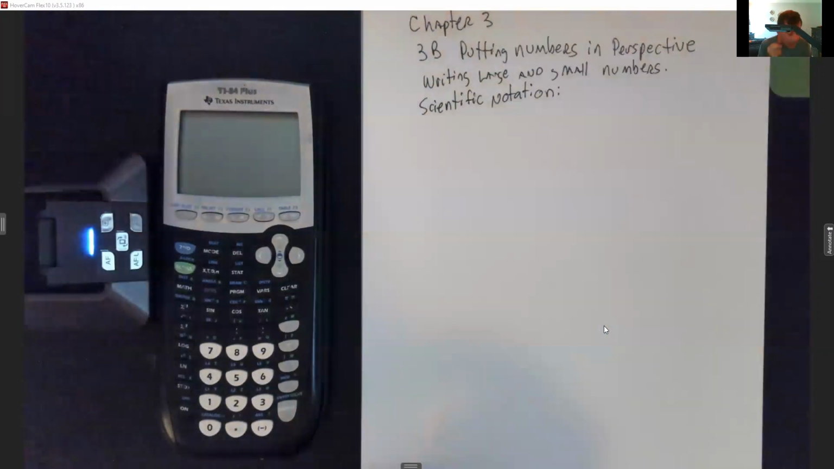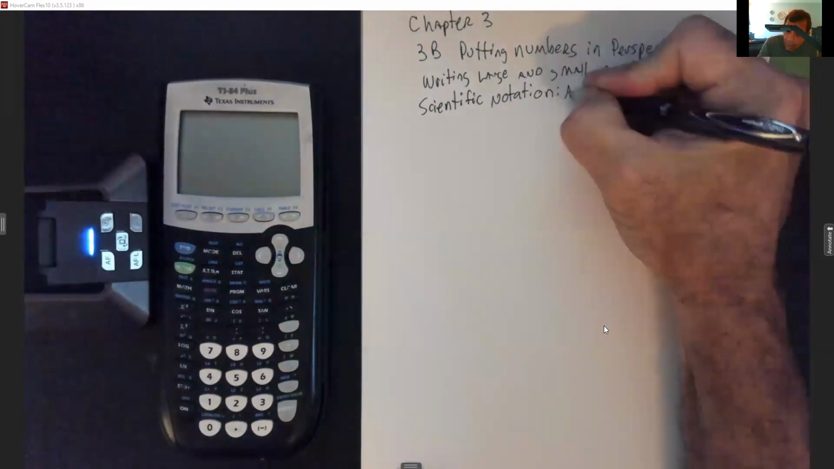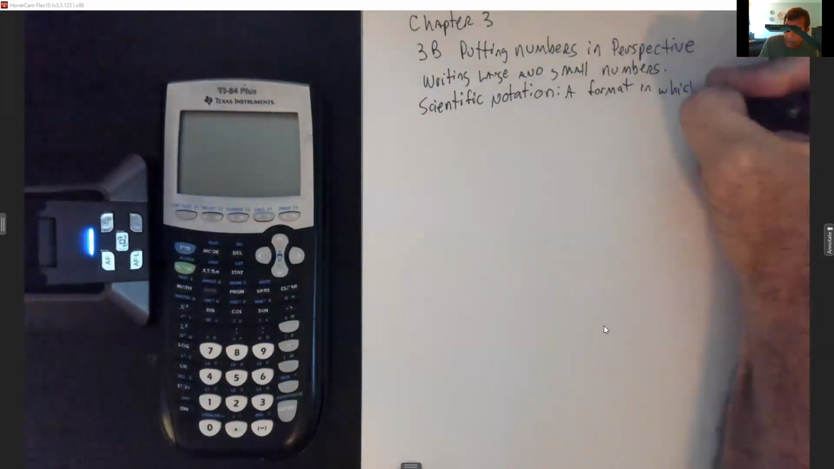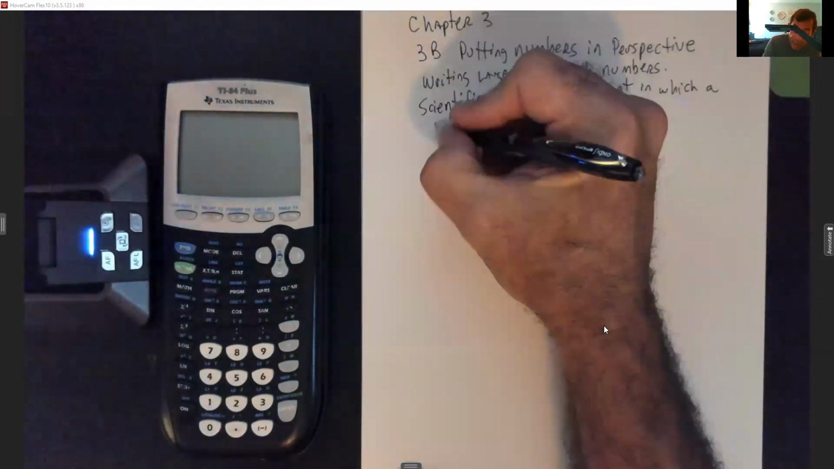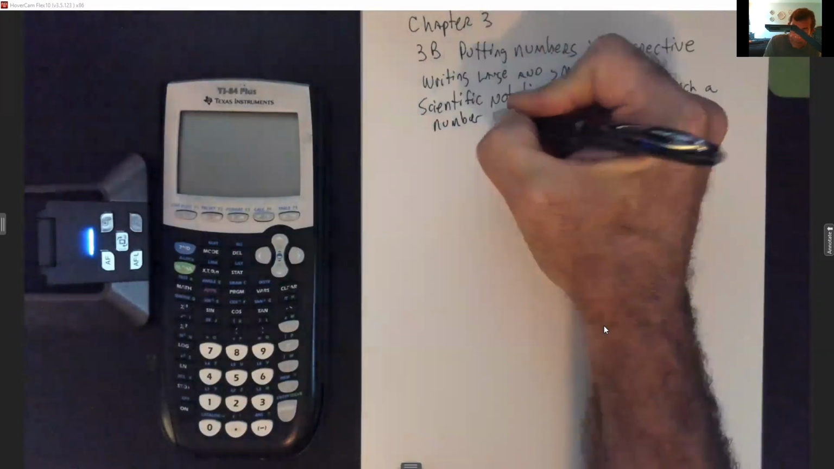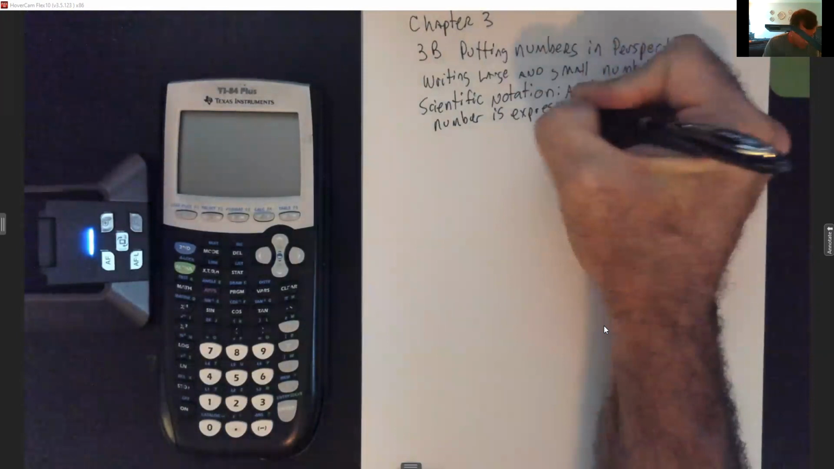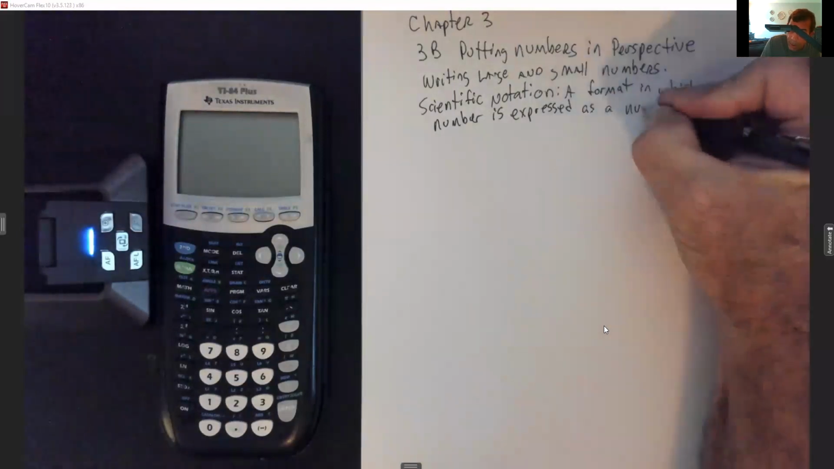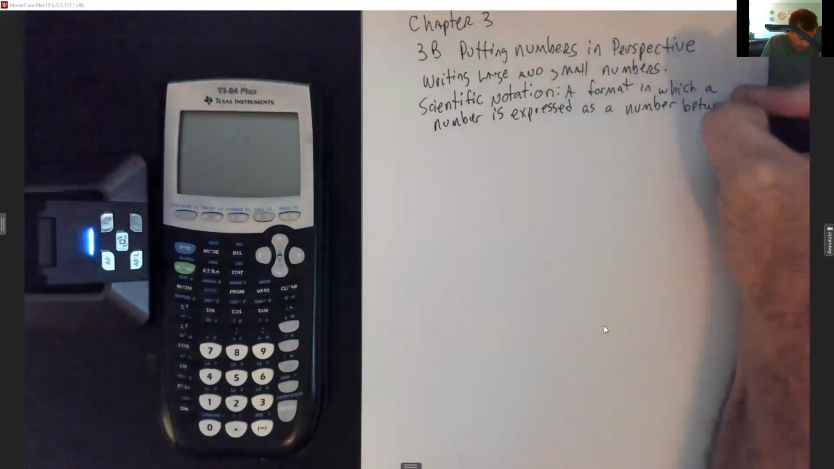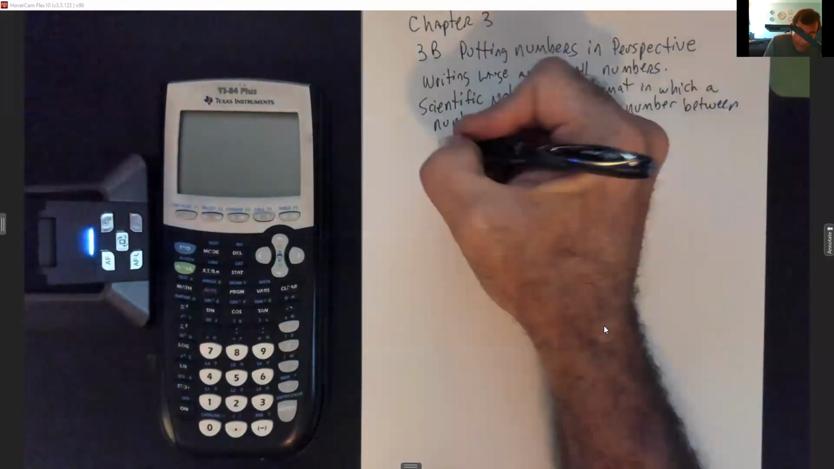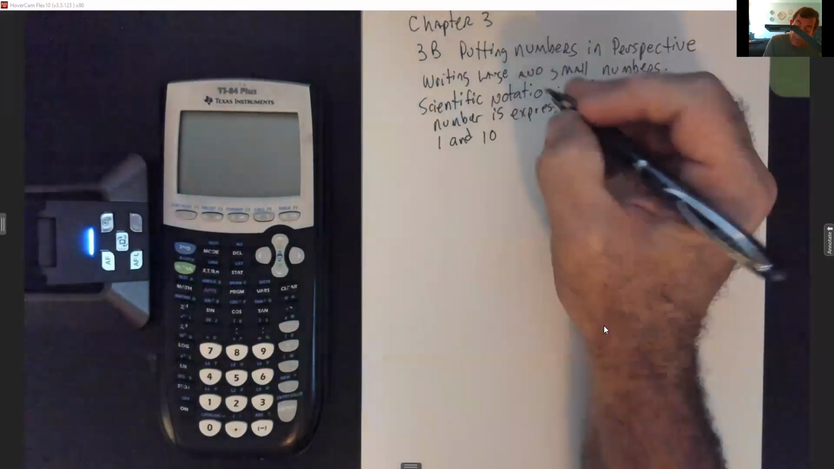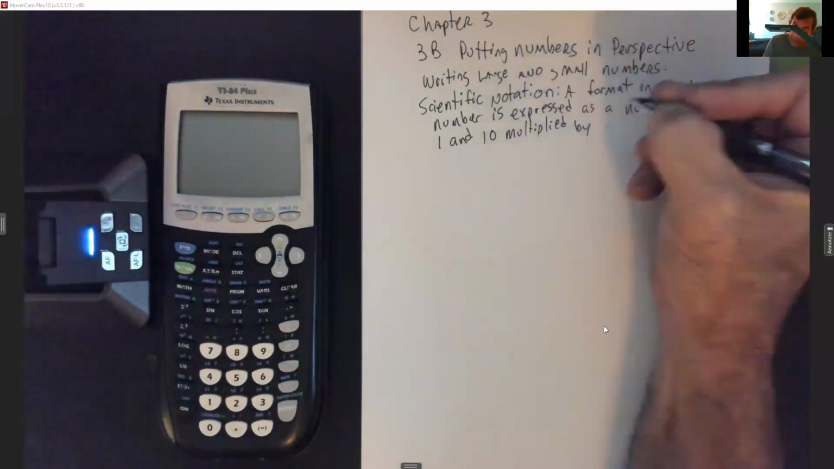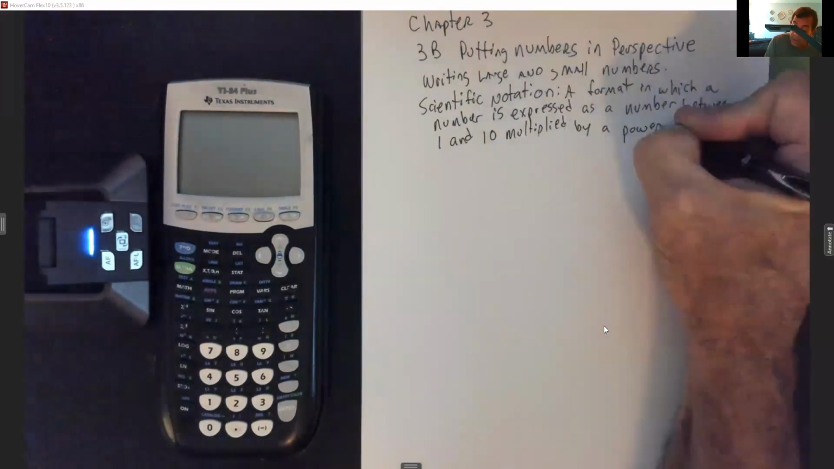So scientific notation, that's a format or a style in which a number is expressed as a number between 1 and 10 multiplied by a power of 10.